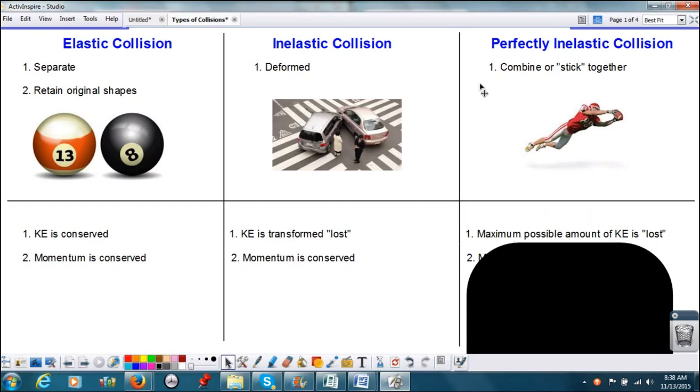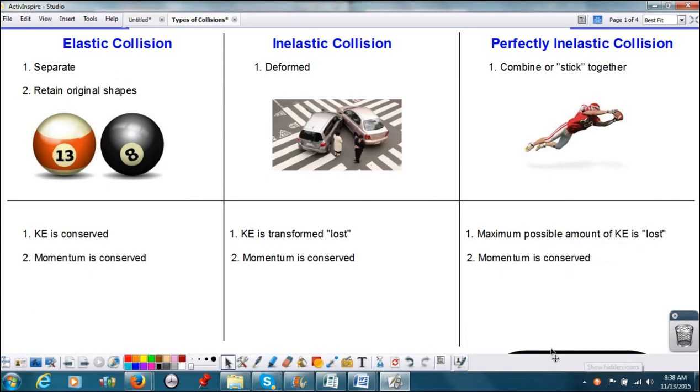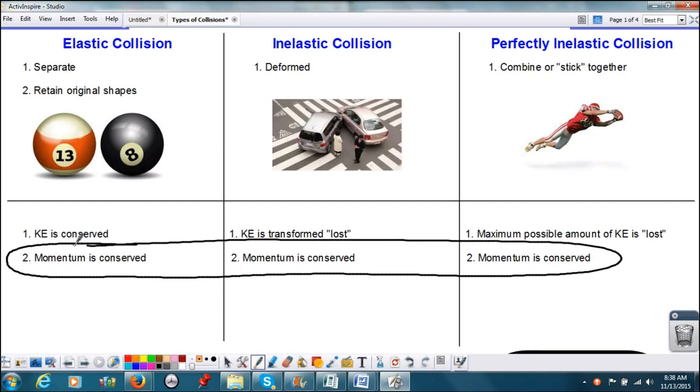So you definitely cannot use that kinetic energy before equals kinetic energy after, because you're losing quite a bit. However, momentum is conserved. The one thing that we know about any of the types of collision is that momentum is conserved, so we can use that at any time. The total momentum before equals the total momentum afterwards. However, the only time that we can use kinetic energy is conserved is if the two objects separate afterwards and retain their original shape, because that makes them an elastic collision.